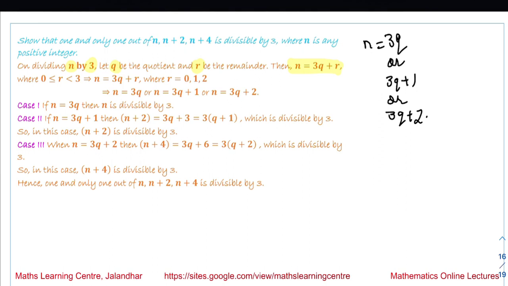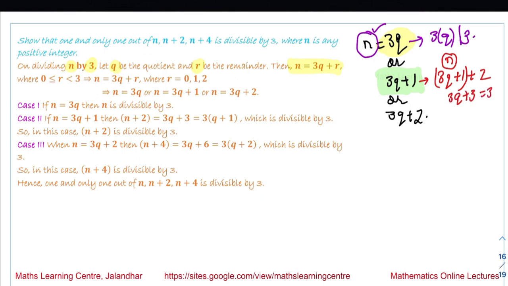Now first, suppose we have an integer of the form 3q. Then we can write 3q is equal to 3 into q and it is divisible by 3. It means if the number is of the form 3q, then that number itself is divisible by 3. Next, if the number is of the form 3q plus 1, then n plus 2 becomes 3q plus 1 plus 2. This is 3q plus 3, 3 common, it is 3 into q plus 1, so this number is divisible by 3.